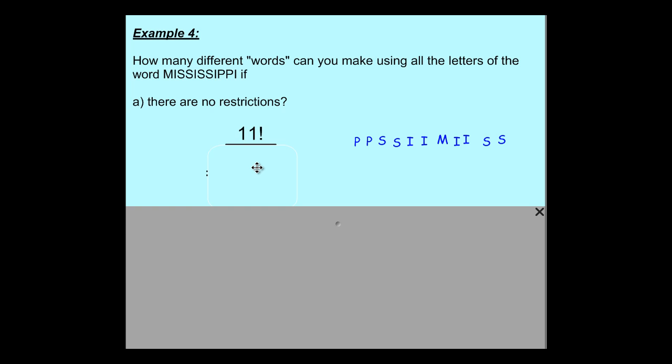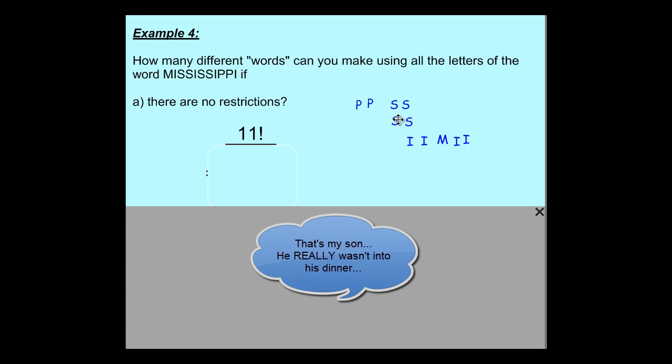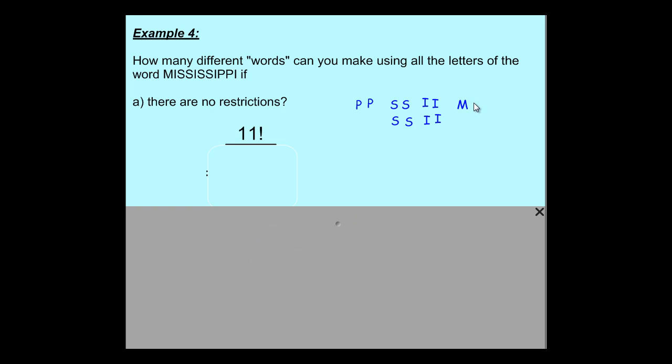Your next steps are to identify the identical elements. So let's do that. I've got 2 P's. Let's do the S's here. I've got S here, S there, there's 4. Okay, so I've got 2 identical P's, 4 identical S's, 4 identical I's.